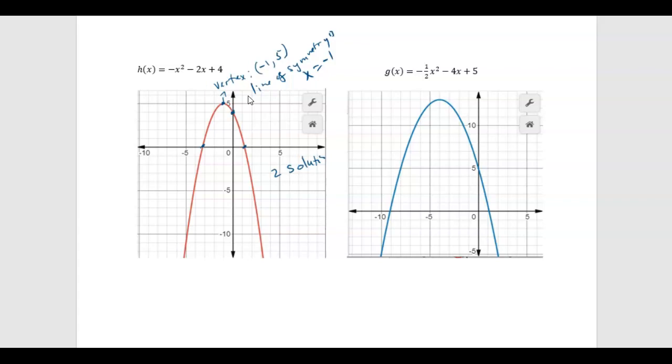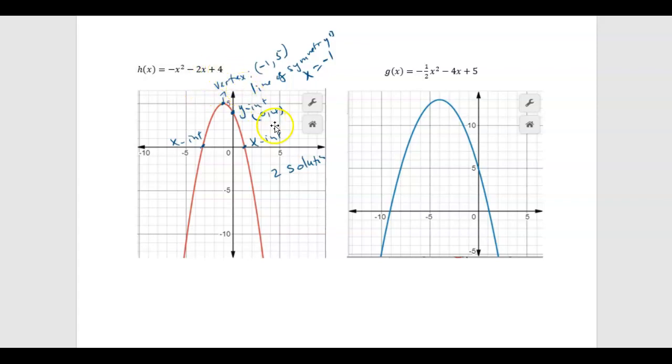That's your y-intercept right here, and that is 4. So this is your x-intercept, and this is your x-intercept. We got two of them, and that is your y-intercept. Notice the y-intercept is (0, 4).